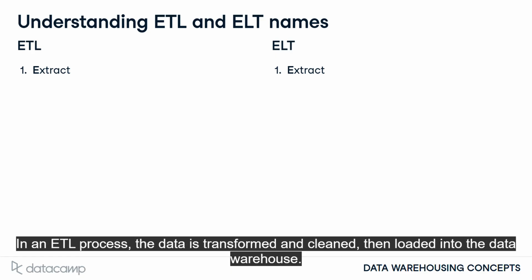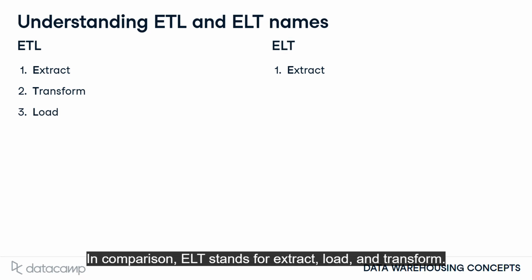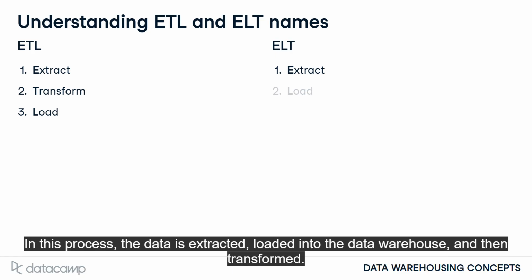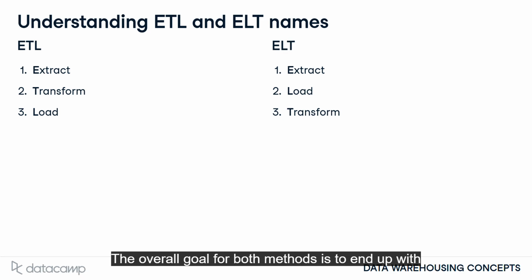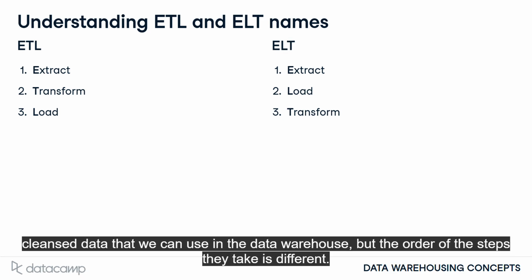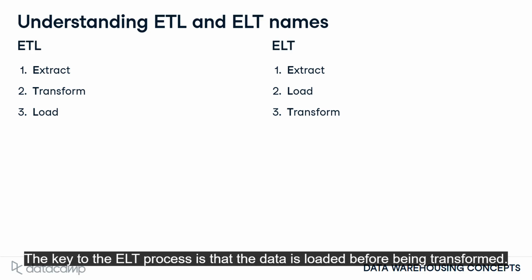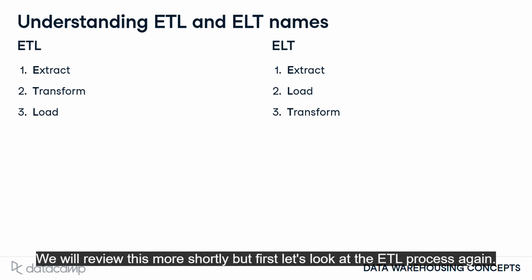In an ETL process, the data is transformed and cleansed, then loaded into the data warehouse. In comparison, ELT stands for extract, load, and transform. In this process, the data is extracted, loaded in the data warehouse, then transformed. The overall goal for both methods is to end up with cleansed data that we can use in the data warehouse, but the order of steps they take is different. The key to the ELT process is that the data is loaded before being transformed. We will review this more shortly, but first, let's look at the ETL process again.